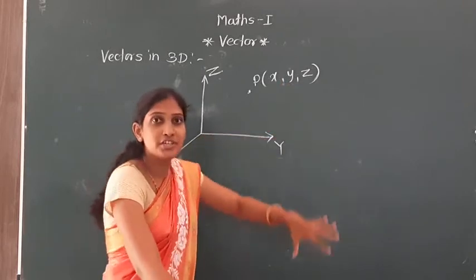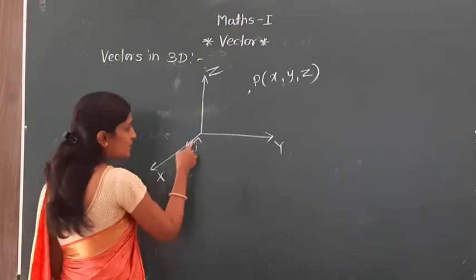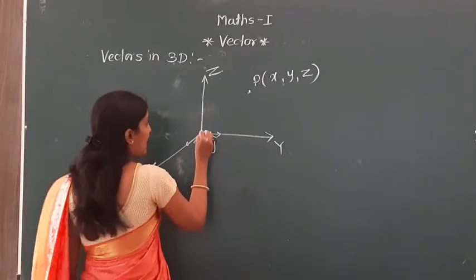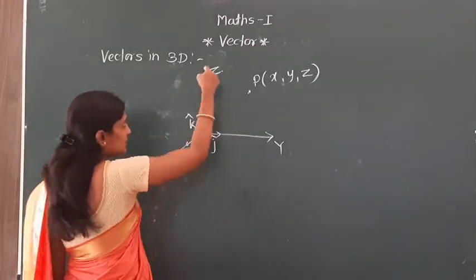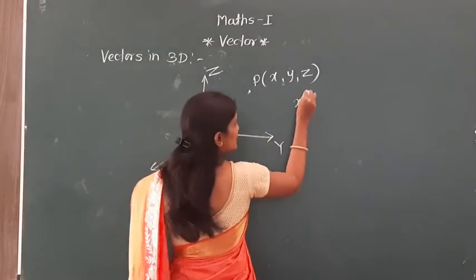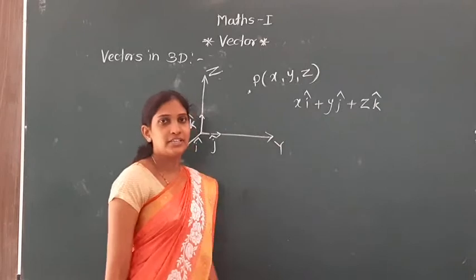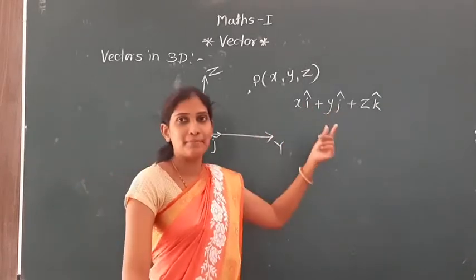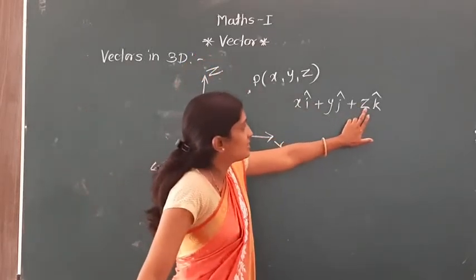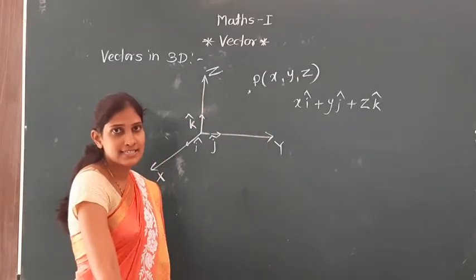And what is its position vector? Here the unit vector I cap is along the x-axis, unit vector j cap is along the y-axis, and unit vector k cap is along the z-axis. So its position vector is x I cap plus y j cap plus z k cap. In a two-dimensional system there are only I cap and j cap, but in a three-dimensional system there is an extra axis, the z-axis, so here z k. So these are the coordinates in a three-dimensional system.